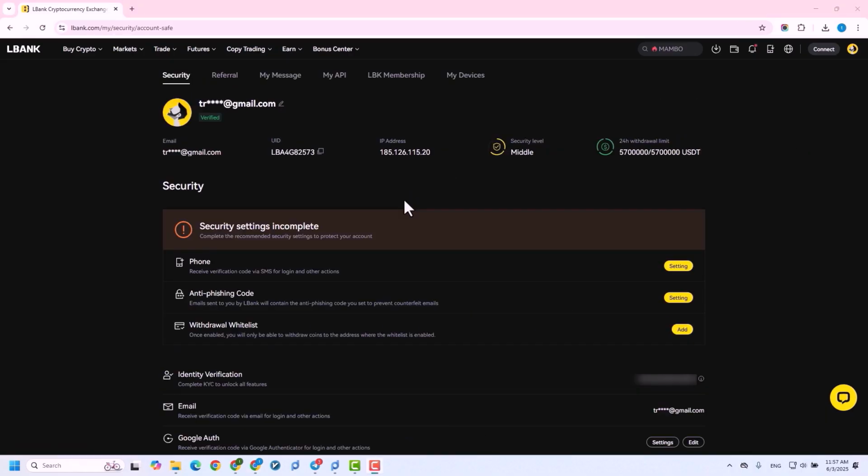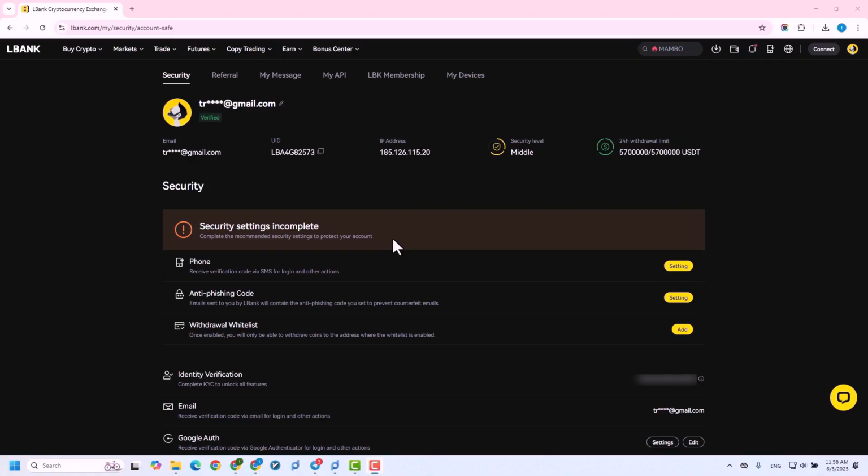In the security section, all security settings related to your account can be managed. This section is designed to enhance account security, prevent hacking, and protect your digital assets. Email, mobile, and two-factor authentication for safer login and withdrawals. A financial password for extra security during transactions. An anti-phishing code to distinguish official emails from fake ones.